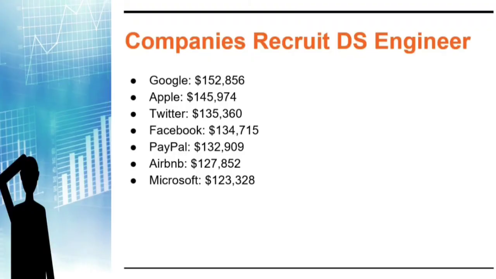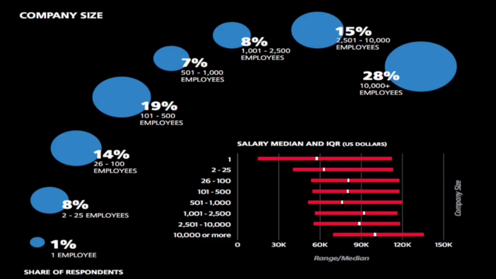Next slide will be what all are the companies that recruit DS engineers. I have listed some of the companies here. The first one is Google, Apple, Twitter, Facebook, PayPal, Airbnb and Microsoft. I have given a picture showing that according to the company's size, the salary median and IQR of an employee differs.